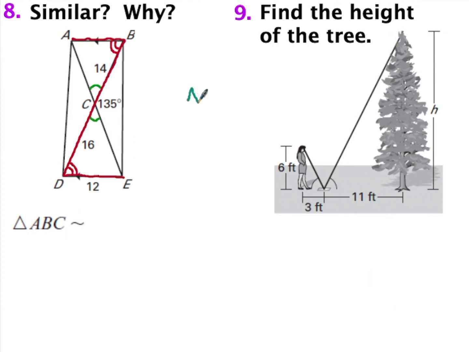Is it AA, SSS, or SAS? Those are the only 3 we have to choose from. And you probably realize this one is an AA. I found 2 sets of congruent angles, technically 3, but all I needed was 2 sets of congruent angles, and I can say that those are similar triangles.